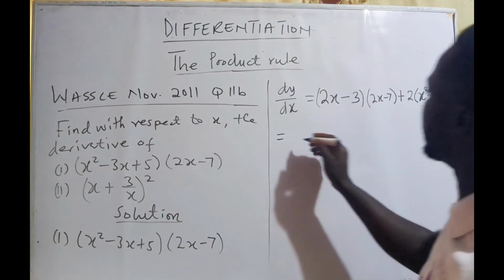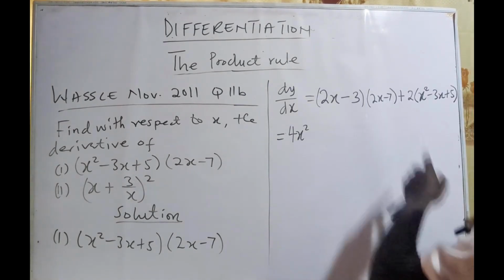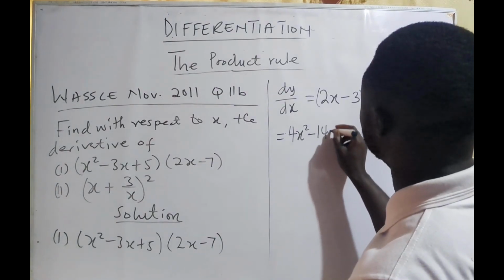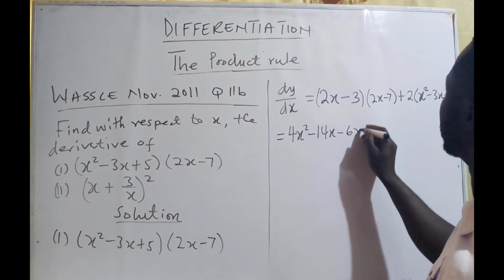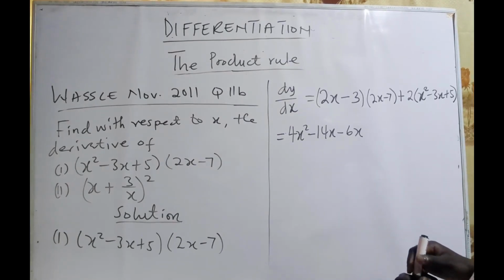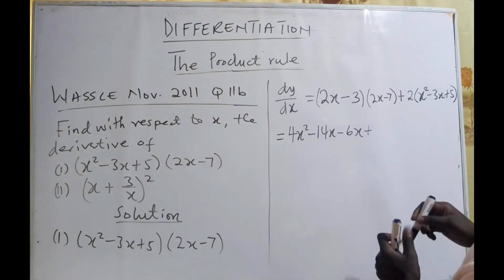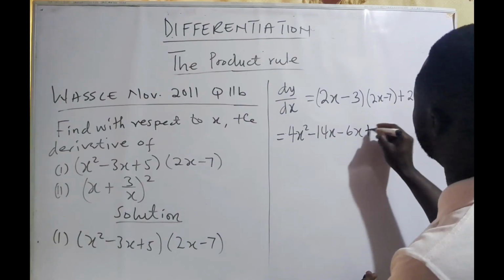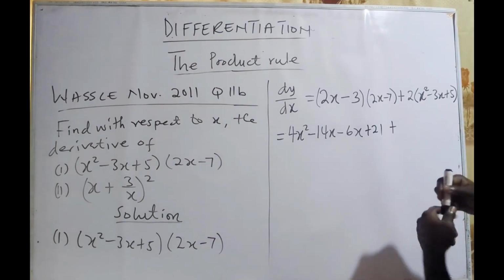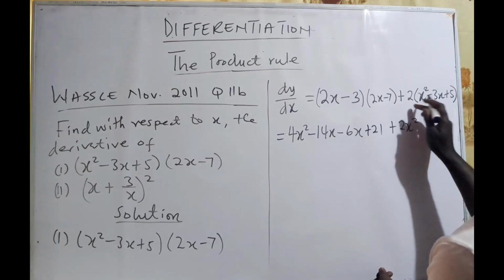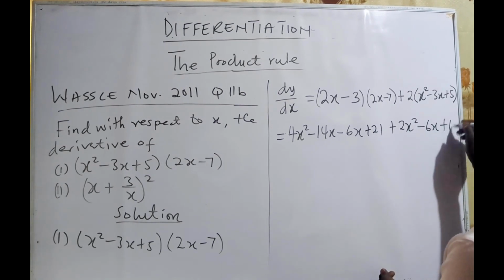So 2s times 2s will give me 4s squared. Then 2s times minus 7 will give me minus 14s. And then minus 3 times 2s will give me minus 6s. Then minus 3 times minus 7 will be plus 21. Then plus 2 times s squared will give me 2s squared. 2 times minus 3s will be minus 6s. And then 2 times 5 will give me plus 10.